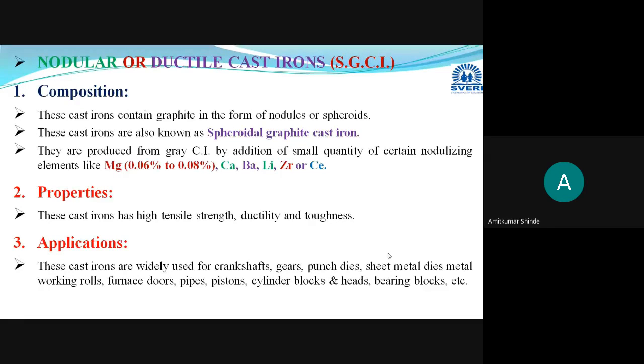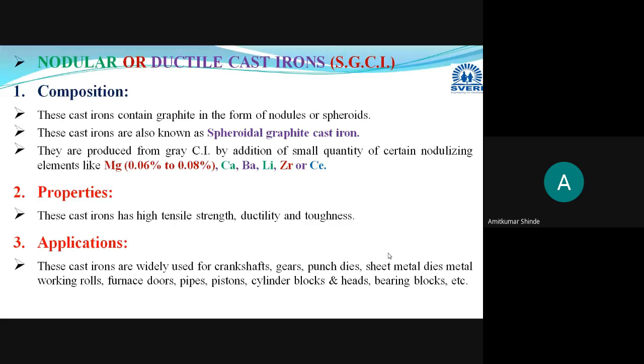crankshafts, then gears, then dies which we use in the punching operation or sheet metal working operation, then different furnace doors, then pipes, pistons, cylinder blocks, and heads. And the bearing blocks are there. Bearing blocks means the blocks which carry the bearing, or where bearings are placed. Bearing blocks also are manufactured with the help of this ductile cast iron or nodular cast iron only. So this is the description or information related to the ductile cast iron.